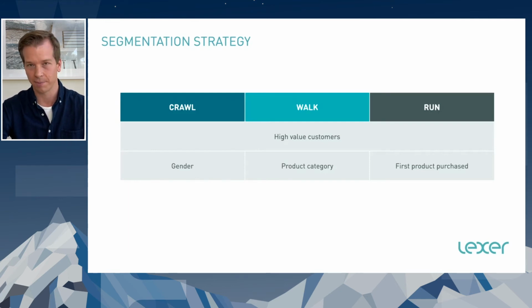But again, you are making it harder for Facebook to find your best kind of lookalike. In the walk category, we've seen great success with taking high-value customers who have bought a certain functional category of product and then building a lookalike and targeting them with that product. And I've got an example of that for you.